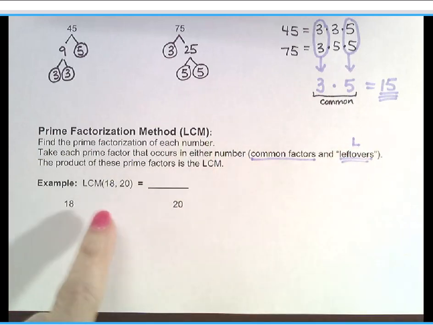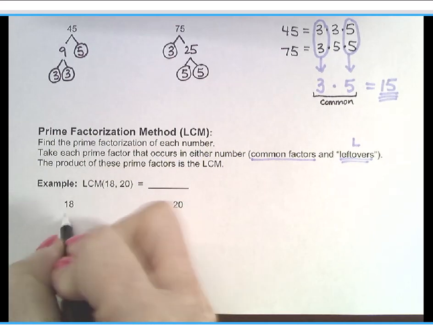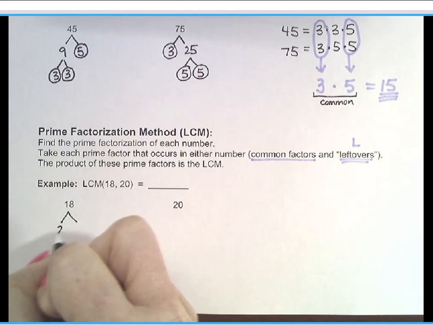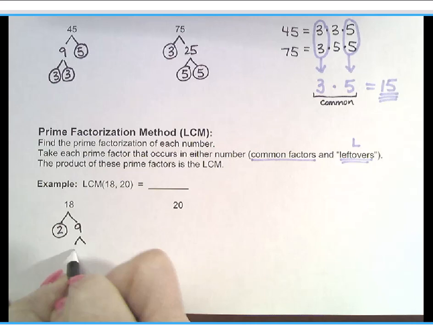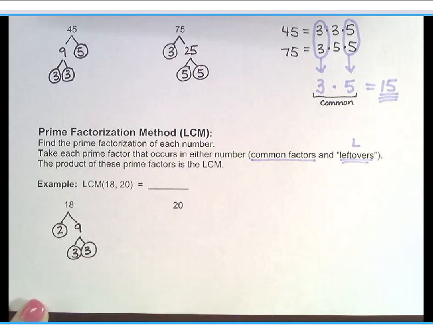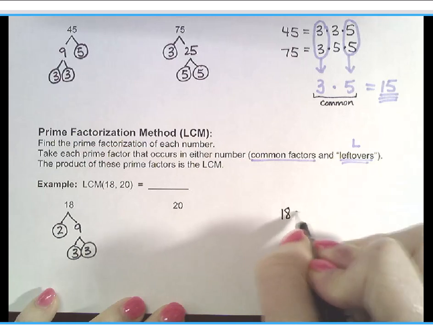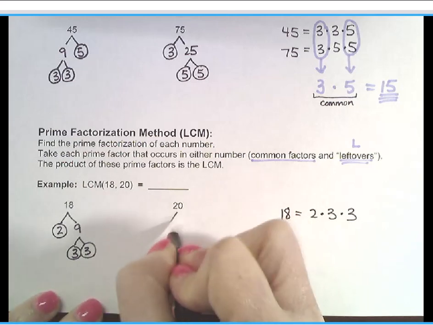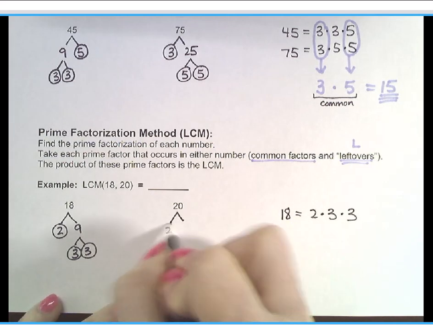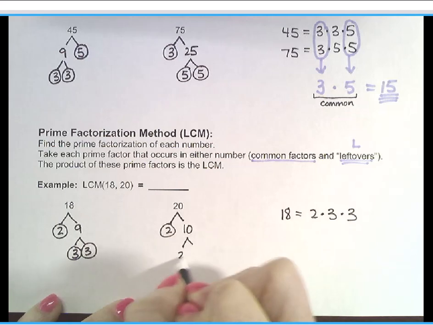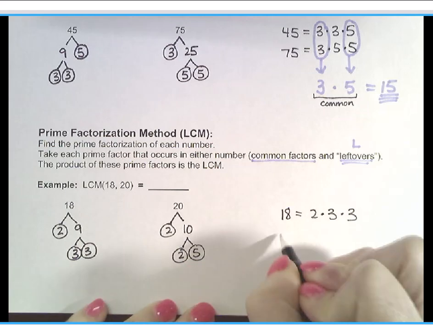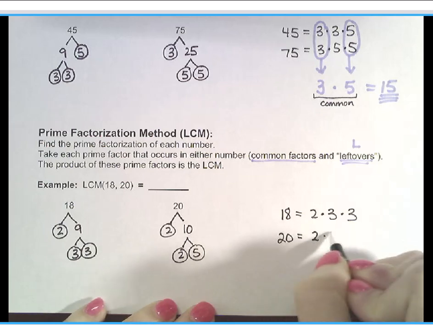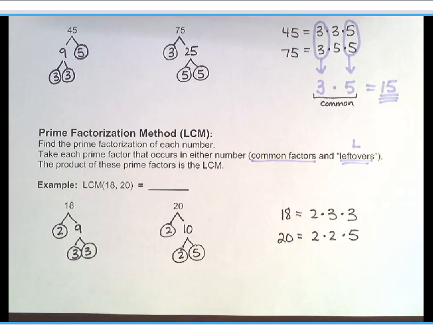So let's find the LCM of 18 and 20 using the prime factorization method. So again, factor trees is how we're going to start. So 18 is what? 2 times 9, and then 9 is 3 times 3. So I'll write this over here. 18 is 2 times 3 times 3. And then 20 is 2 times 10, and 10 is 2 times 5. Right? So 20 would be 2 times 2 times 5. And again, I don't like to use the exponents. I like to just stretch it out like that on the side.